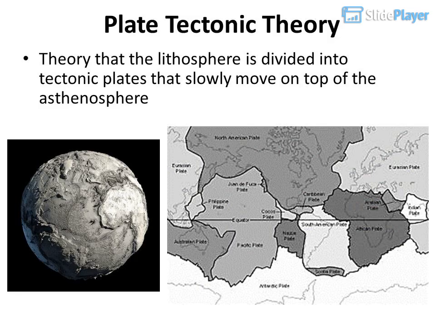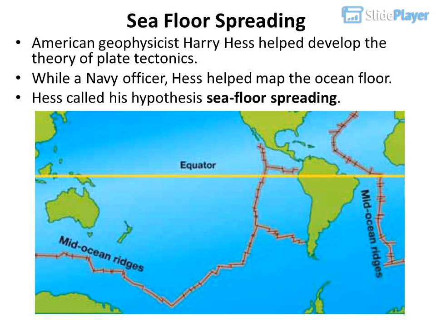Plate tectonic theory: the theory that the lithosphere is divided into tectonic plates that slowly move on top of the asthenosphere. Seafloor spreading. American geophysicist Harry Hess helped develop the theory of plate tectonics. While a Navy officer, Hess helped map the ocean floor. Hess called his hypothesis seafloor spreading.